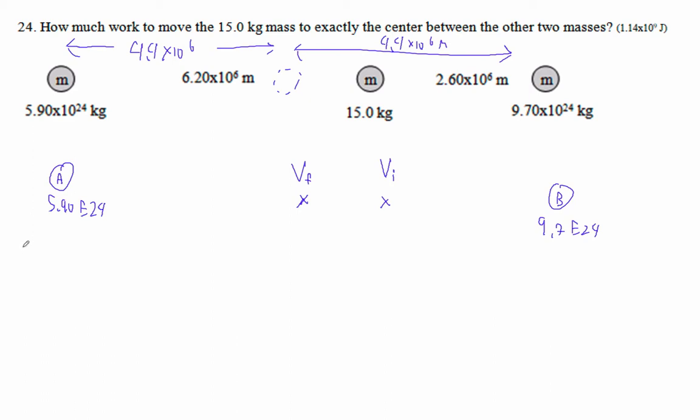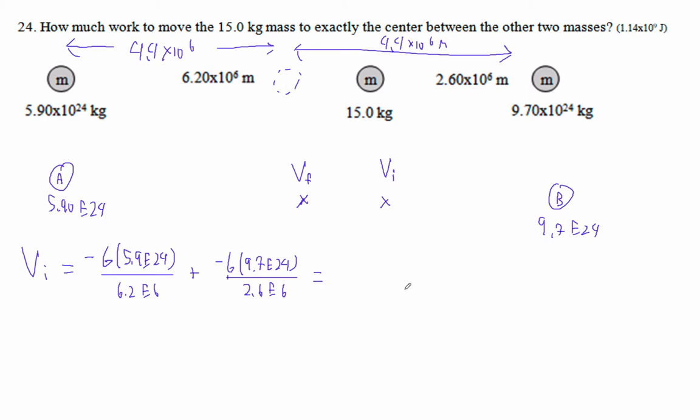So V initial is equal to minus G times 5.9 E24 divided by 6.2 E6, because we start off 6.2, plus, and this is where it is, minus G times 9.7 E24 divided by 2.6 E6. So let's figure that out. It's going to be a big number.